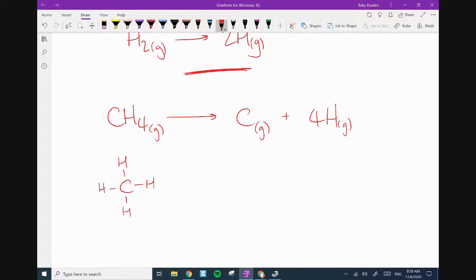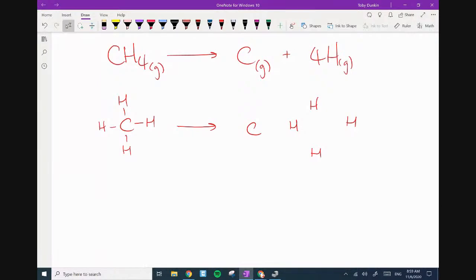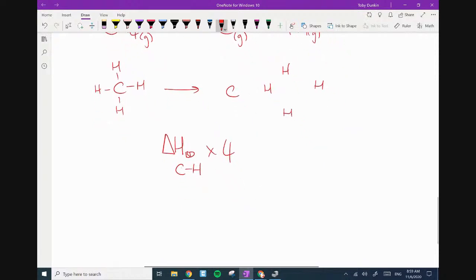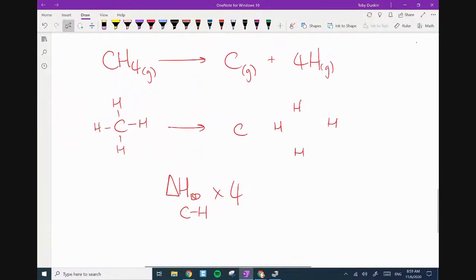What have we done? We've split that to form this. We've broken 4 bonds. That equation there is the enthalpy change for the bond dissociation of the CH bond times 4. So if somebody said, look at this equation and balance it to be the bond dissociation, what I would do is put 1/4 of that.